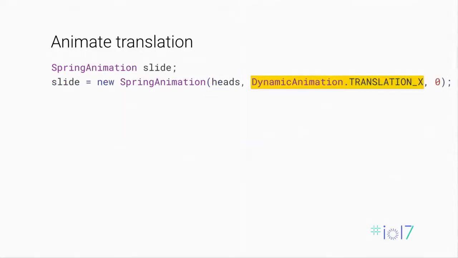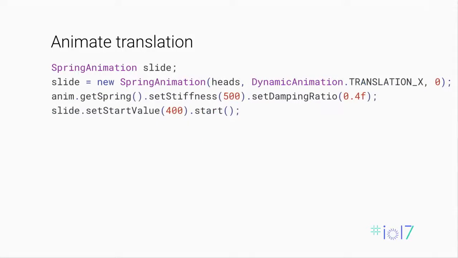Now that we've rotated each individual head, we still need to slide this whole list in. We can do that by creating a spring animation for the list on its translation X property. And similar to the rotation animation, we're going to configure the spring constants. Here, we're going to use the same spring constants as we did before. And finally, we're going to set the start value so that the translation would start from 400 and then slide back into place.